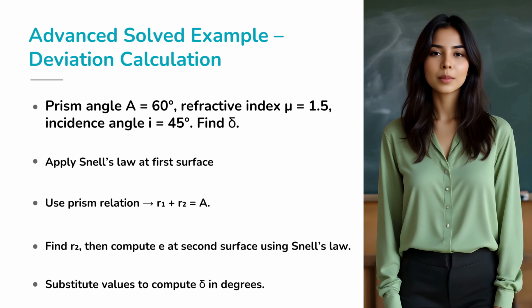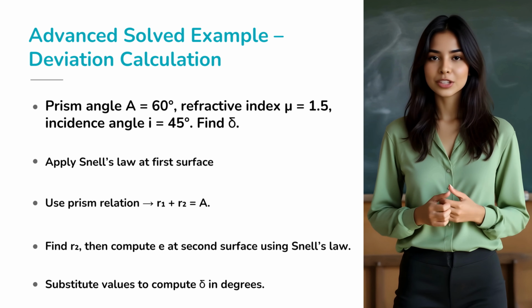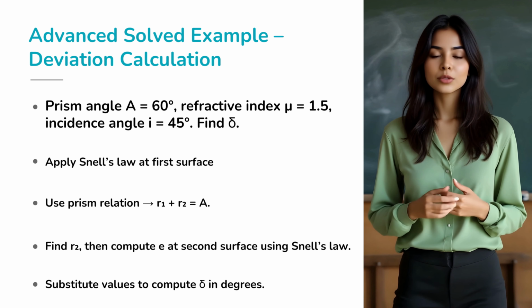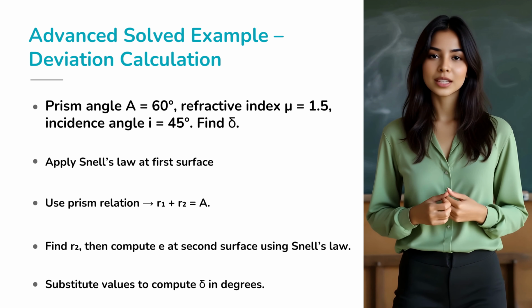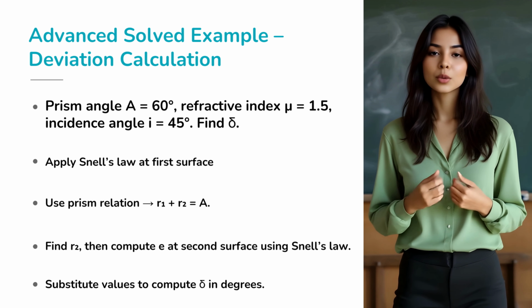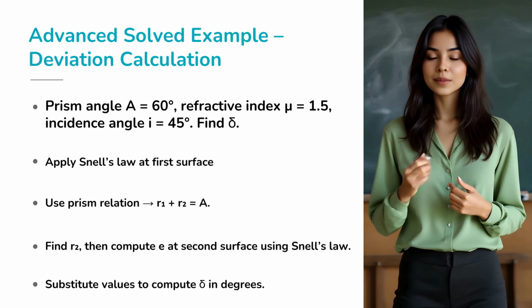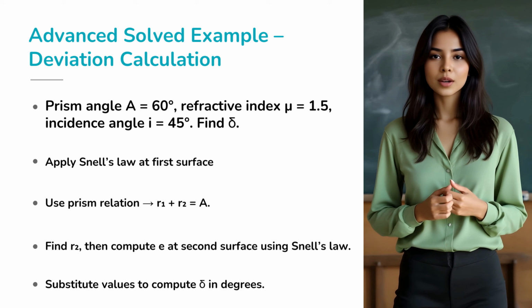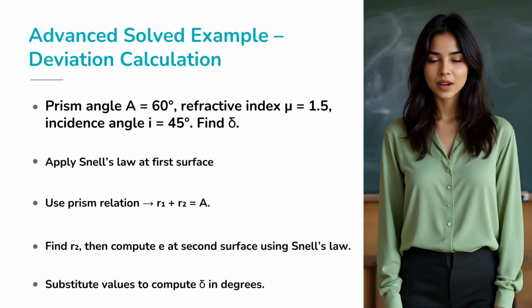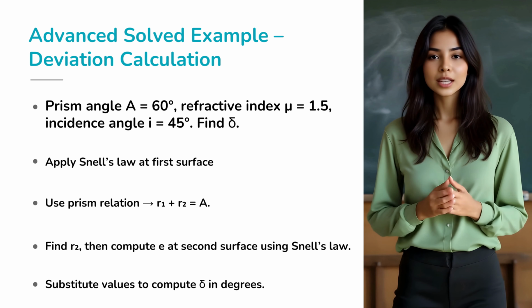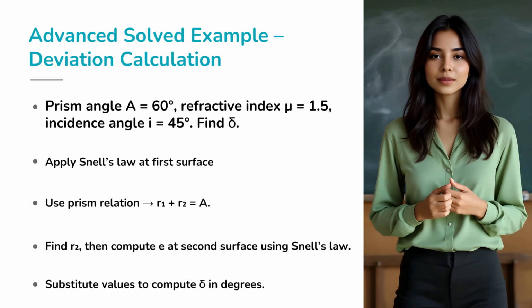Step 3. Apply Snell's law again at the second surface to calculate the angle of emergence, E. Step 4. Finally, substitute into the deviation formula, delta equals I plus E minus A. And voila, we arrive at the deviation in degrees. Notice how both refractions matter. You can't find delta from only one surface.